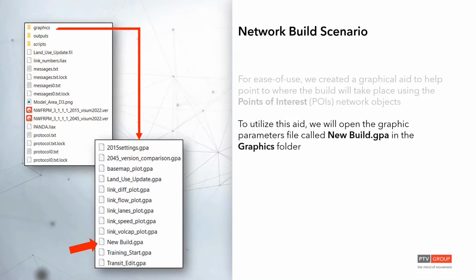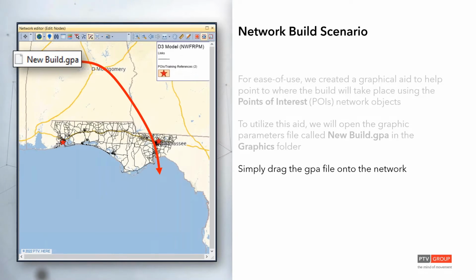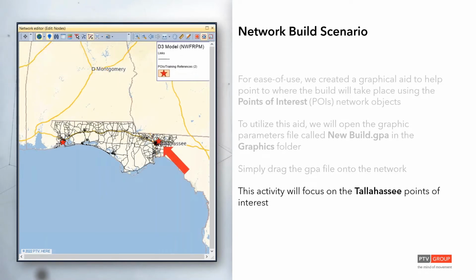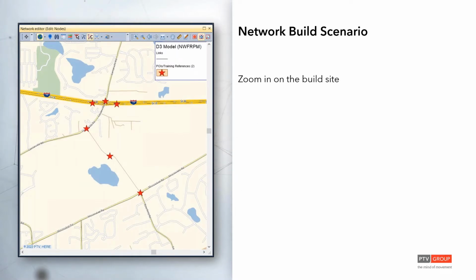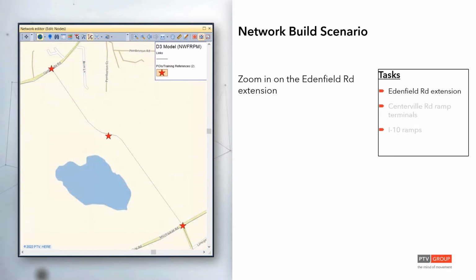We're going to be using some graphic parameters to help us look through this. And then what we're going to do is drop it on there so that we can see the actual points of interest. And then we're going to zoom in on the build site and start building out the network. So what that will entail is we are going to zoom in on this particular road extension, and we're going to start adding new elements into the network.